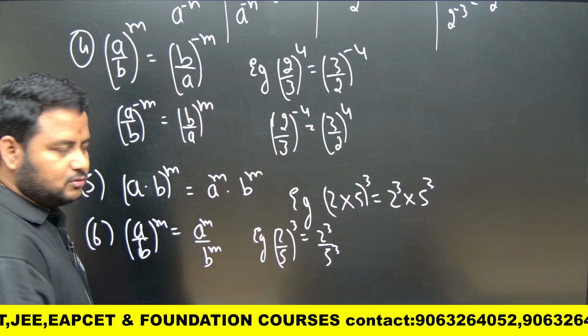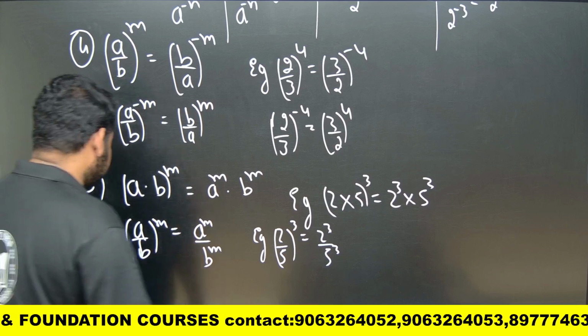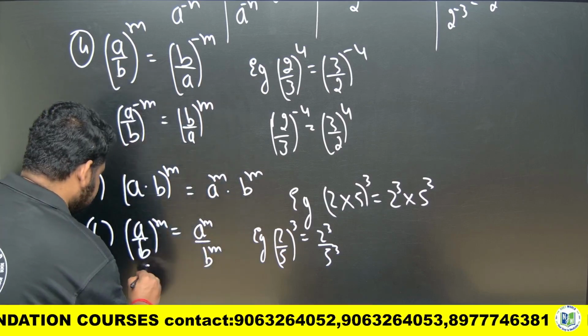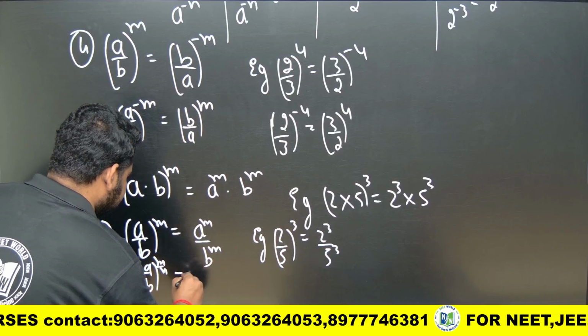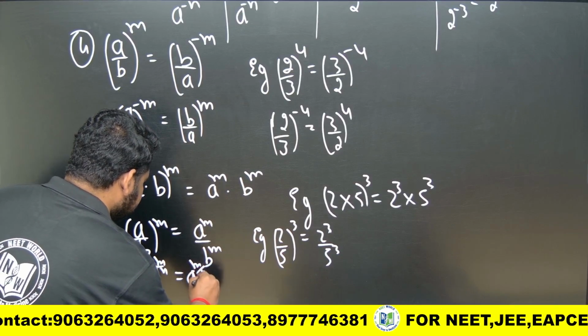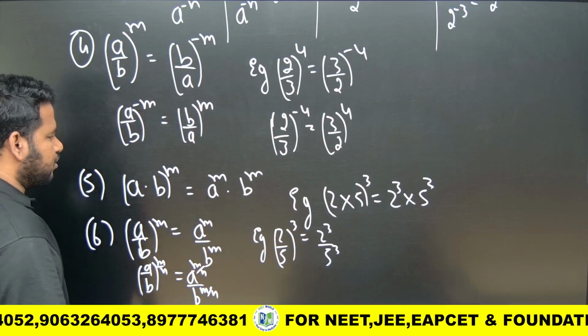Clear? 2 to the power of 3 divided by 5 to the power of 3. Similarly, (a/b) to the power of m/n can be written as a to the power of m/n divided by b to the power of m/n.